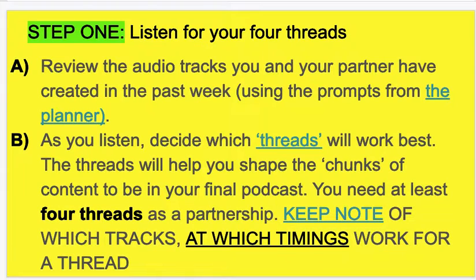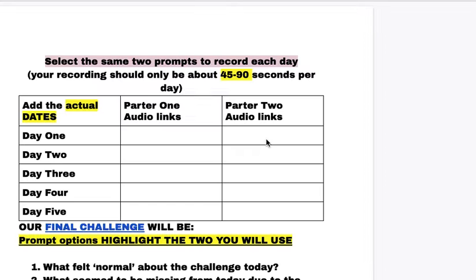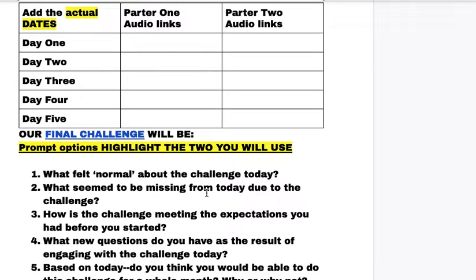So you'll go back and review all the audio tracks you and your partner created over the course of the last week. Of course, you should have used prompts and added those to your planner. Again, a reminder, just to show you the planner document, that was this. Partner 1, you should have linked in all of your short 45 to 90 second recordings, partner 2 over here. And again, you should have selected from this prompt menu.